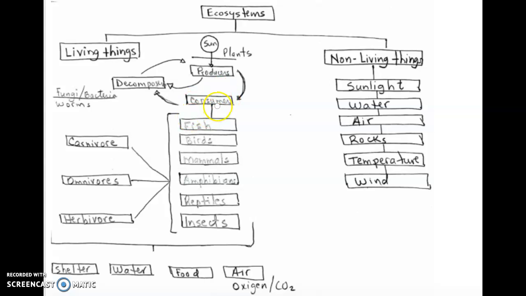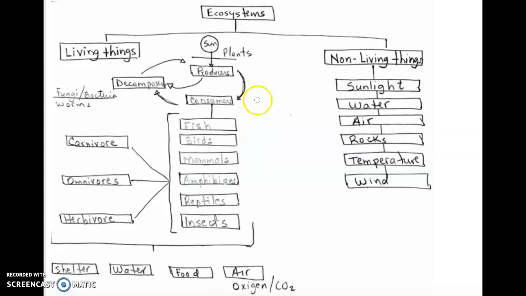The next big group is the consumers. The consumers is probably the largest group of living things. That includes fish, birds, mammals, amphibians, reptiles, and insects. And the next group of living things are what we call decomposers. Decomposers are fungi, bacteria, flies, worms. Decomposers are the organisms that break down dead plants and dead animals, and they put the nutrients back in the soil.